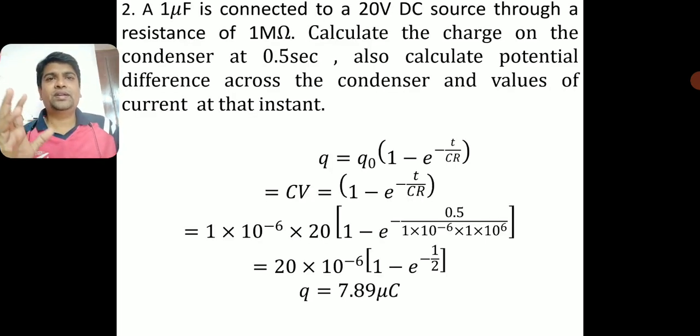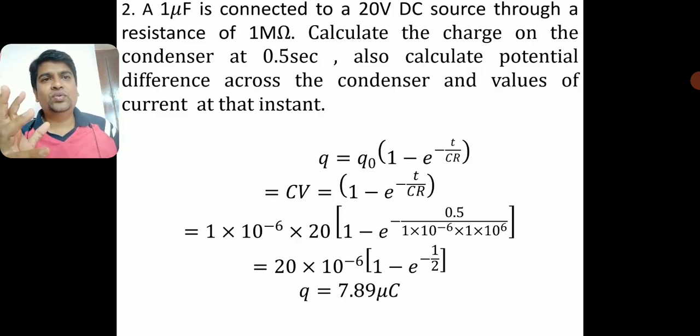A 1 microfarad condenser is connected to a 20 volts DC source through a resistance of 1 mega ohm. Calculate the charge on the condenser at 0.5 second. Also calculate the potential difference across the condenser and the value of current at that instant.